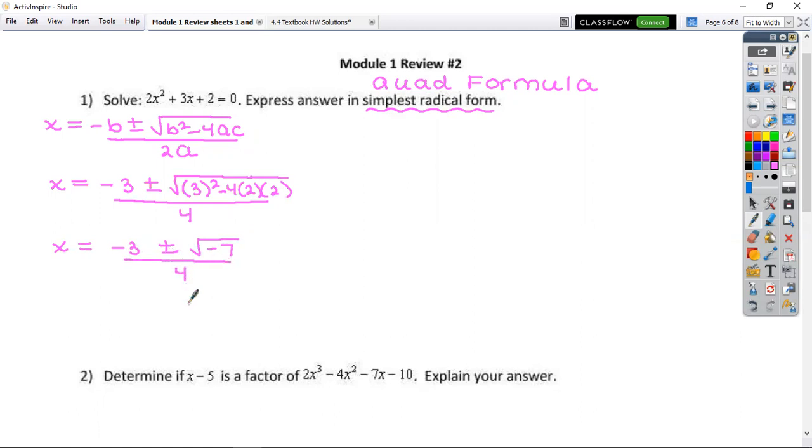So you saw this come up again yesterday. What's going to happen here because I have a negative underneath the square root? An i. Good. So this is going to be a quadratic with imaginary roots. So it's going to have the i.